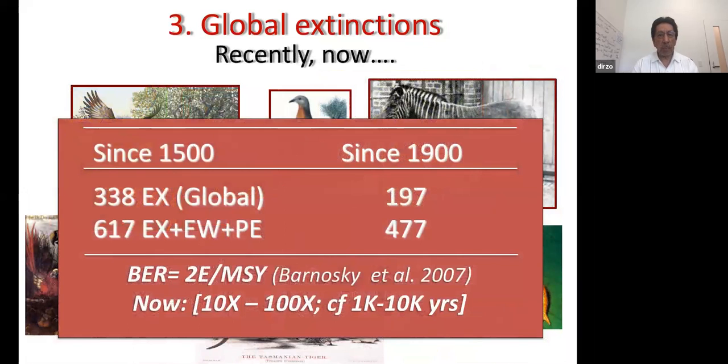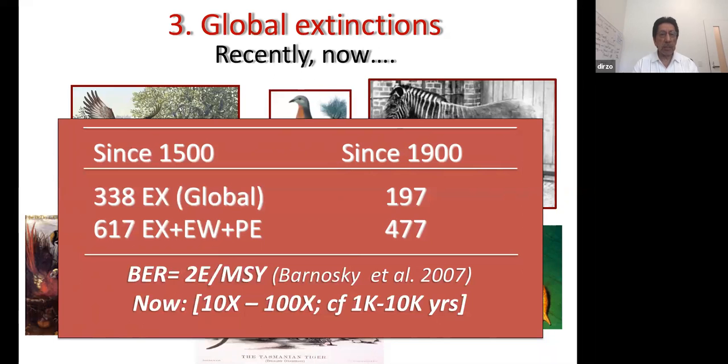This table here shows on the left-hand side the number of recorded extinctions since the year 1500. And there are two values for you to look at in that column. The 338 number represents the number of species that we know went extinct globally from the face of the Earth. Not even a single population of those exists. The number is 338 since the year 1500.